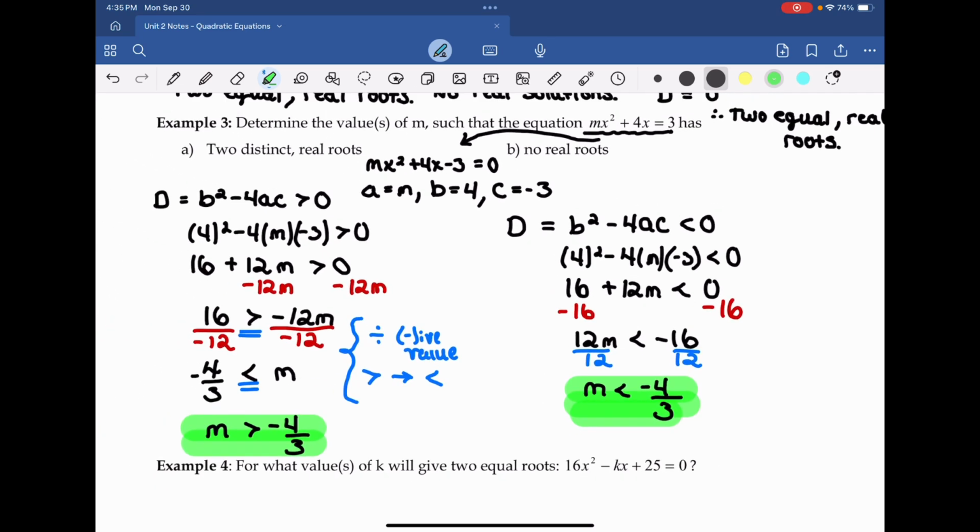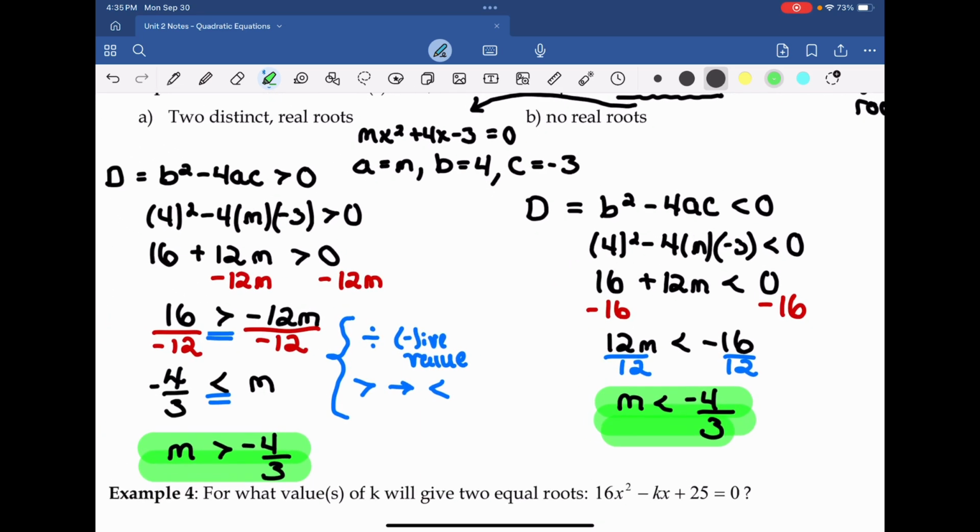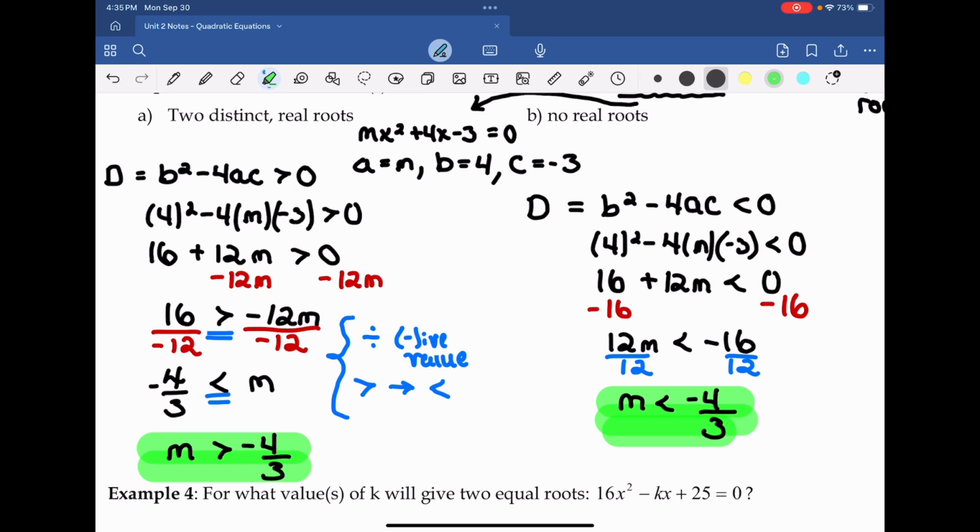When you compare the two here, you zoom out. All of the work is the exact same. I want you to realize that. All of the work in terms of the algebra is the exact same. It's the direction of the inequality that changed.